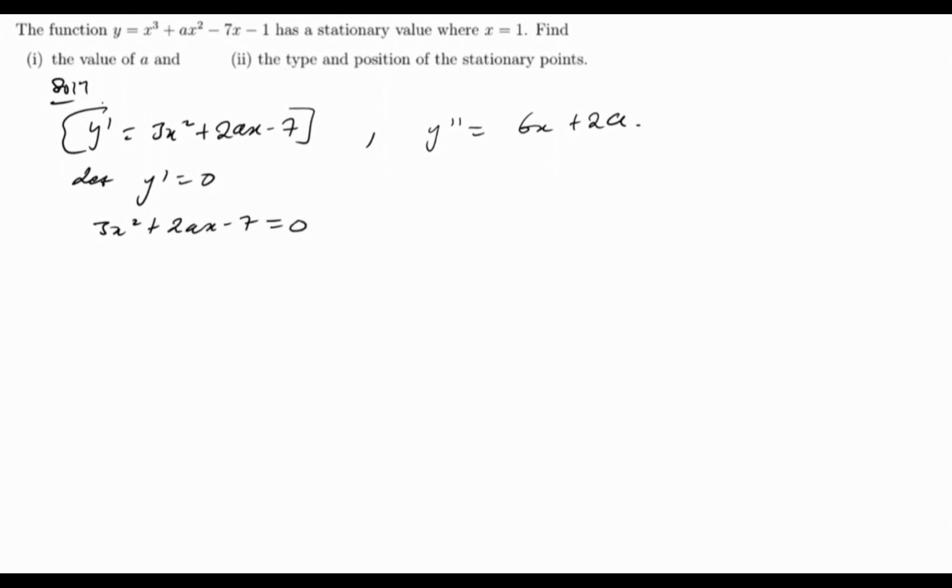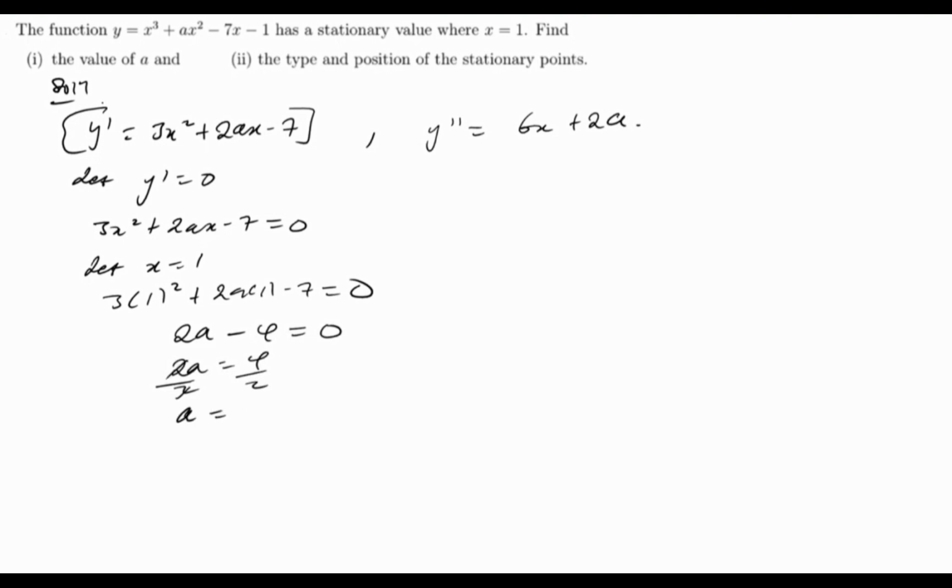So you have 3x squared plus 2ax minus 7 is equal to 0. After that, we can let x equal to 1, and you have 3 times 1 squared plus 2a times 1 minus 7 is equal to 0. Clean this up, you end up having 2a minus 4 being equal to 0. So 2a is equal to 4, divided by 2, a is equal to 2. That's the value of a.